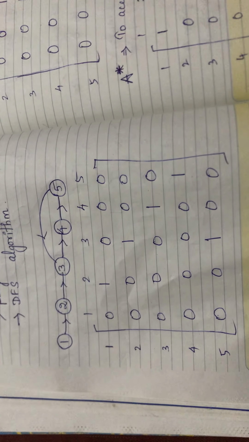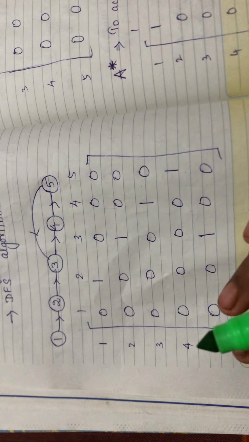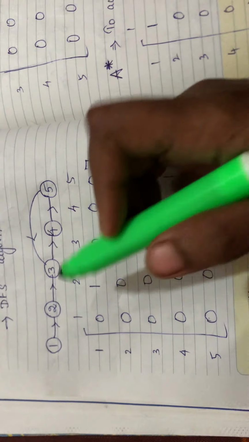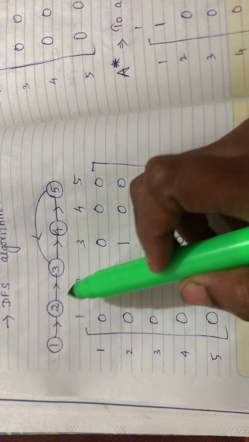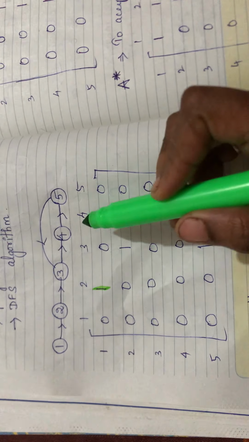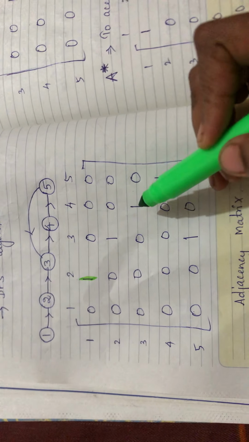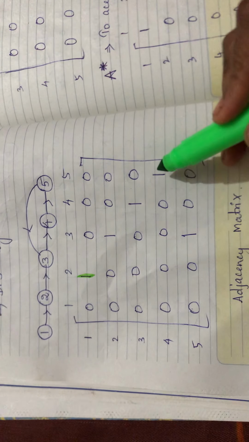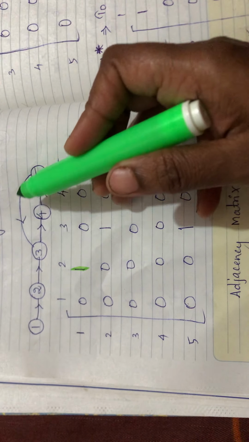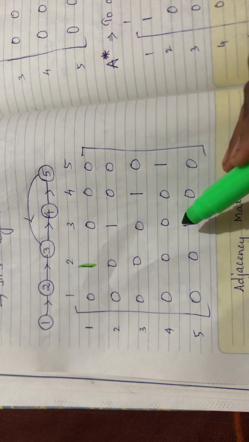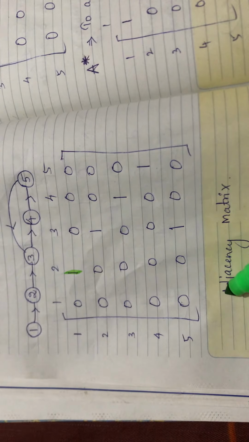In the adjacency matrix, the vertices that have a direct path are represented by 1, otherwise 0. So 1 to 2 is 1, 2 to 3 is 1, 3 to 4 is 1, 4 to 5 is 1, then 5 to 3, because here the direction is 5 to 3, so 5 to 3 is 1. All the remaining are 0. This is the adjacency matrix.